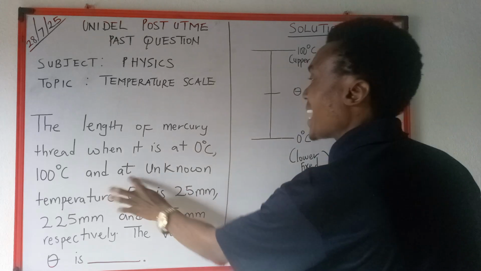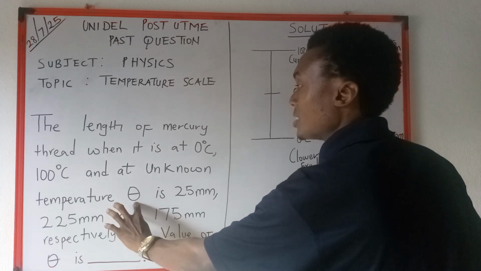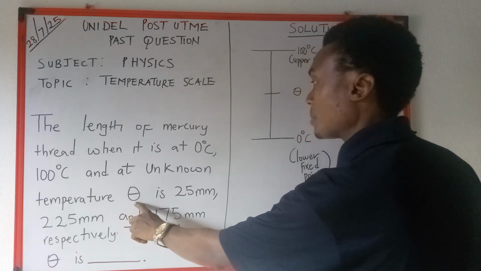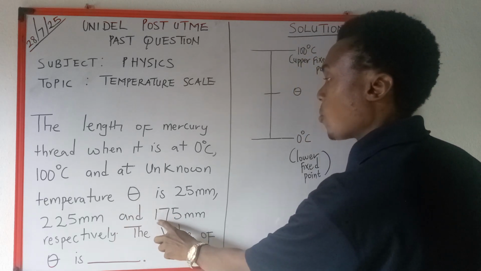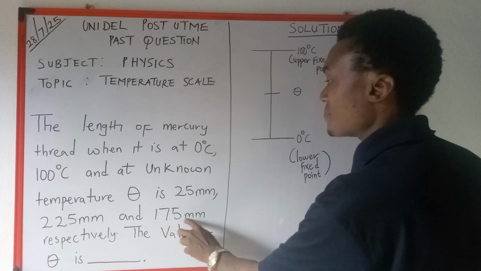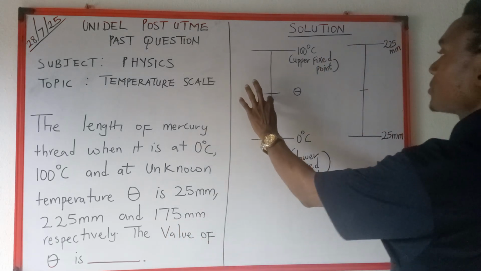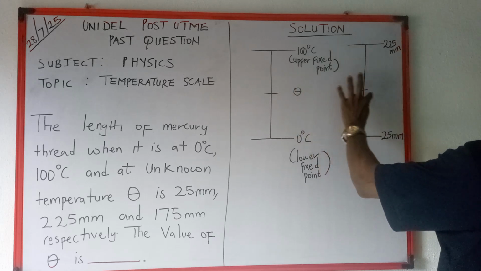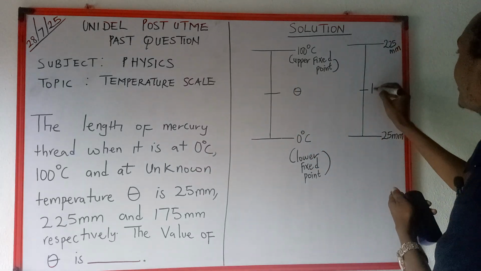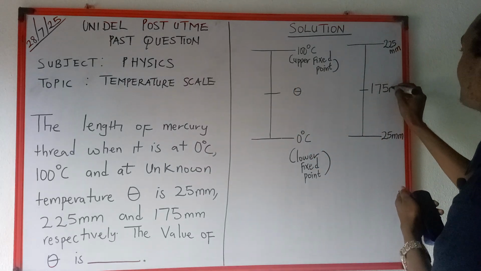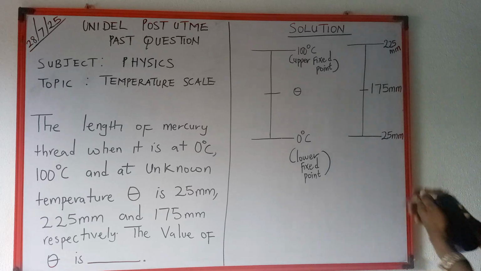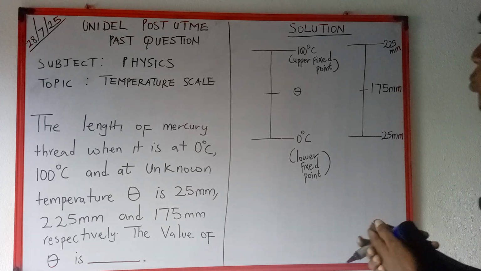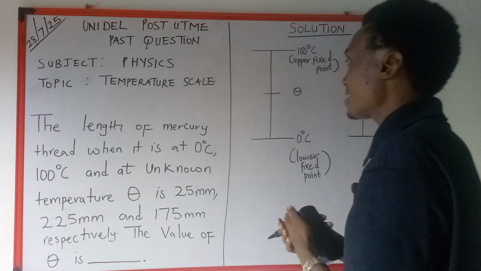The next one, at unknown temperature theta. So the unknown temperature theta is going to rhyme with what? 175 mm. So I put 175 mm for theta. Okay.